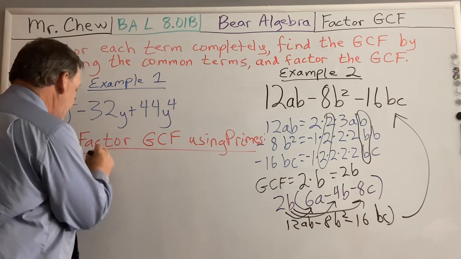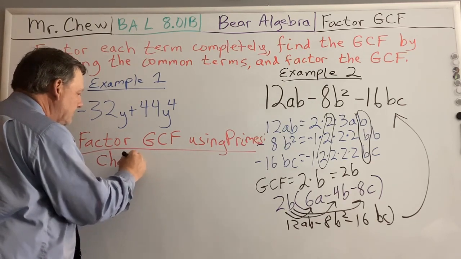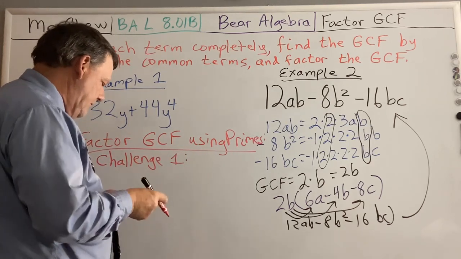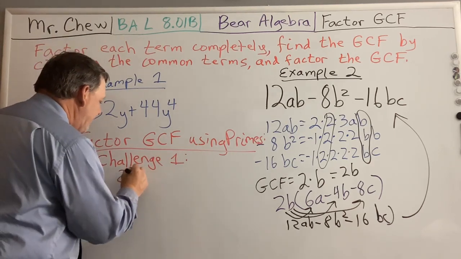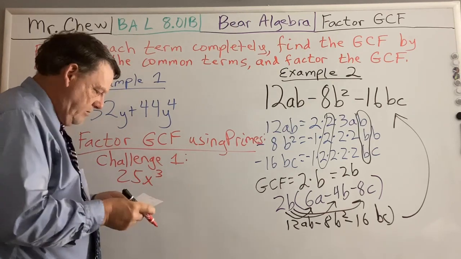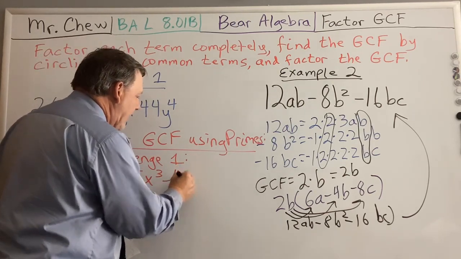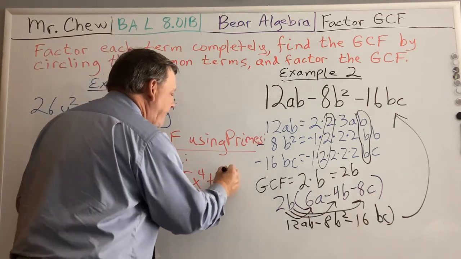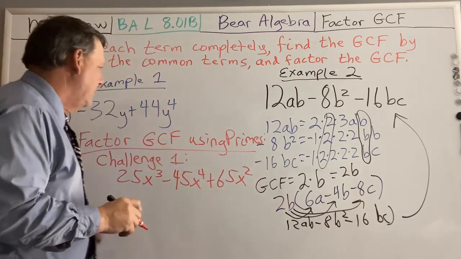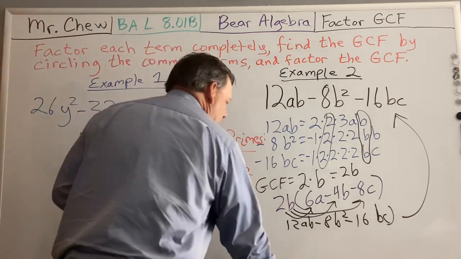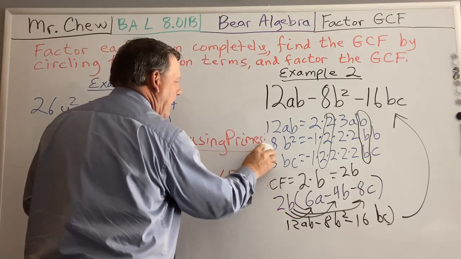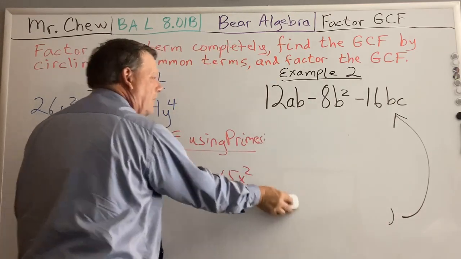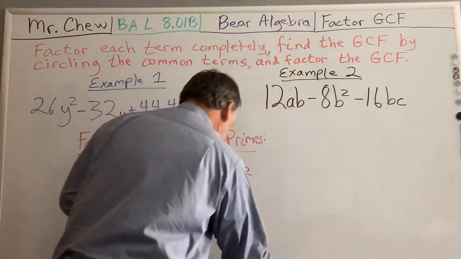All right, challenge 1 is 25x to the third minus 45x to the fourth plus 65x squared. So there's challenge 1. All right. Hopefully you're writing that down, and you're going to pause this after I write down challenge 2.